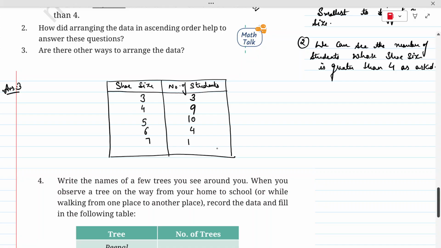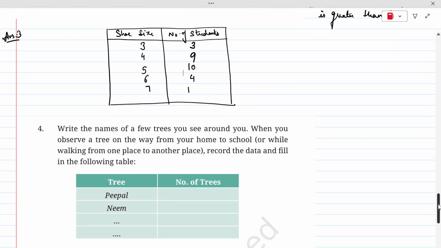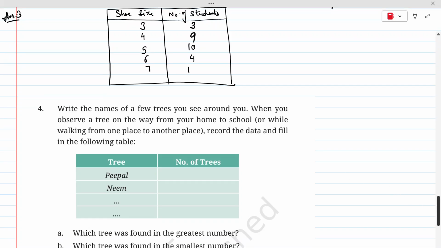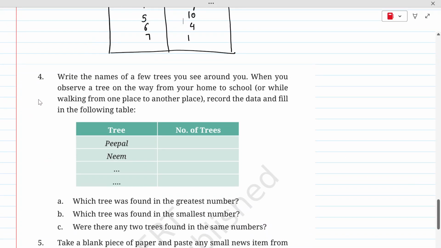Okay. Next, let's do the next question. Question number 4. Write the names of a few trees you see around you when you observe a tree on the way from your home to school or while walking from one place to another. Record the data and fill in the following table. So kids, this is one activity you have to do. I'm giving this activity as homework to you, where nearby your home you have to name 4 trees and then you have to find the number of trees here.